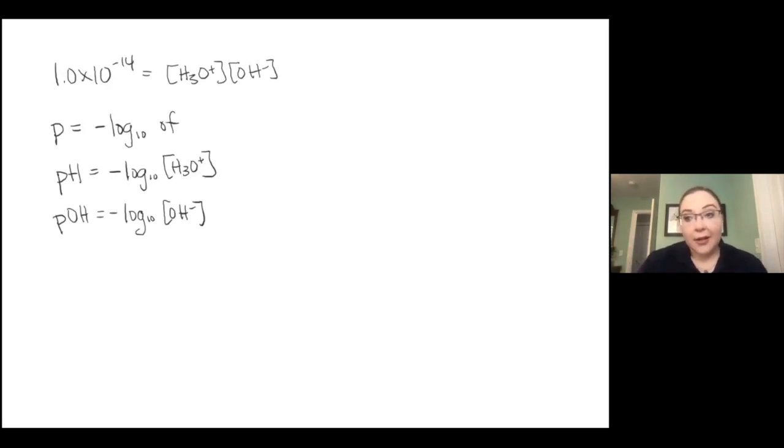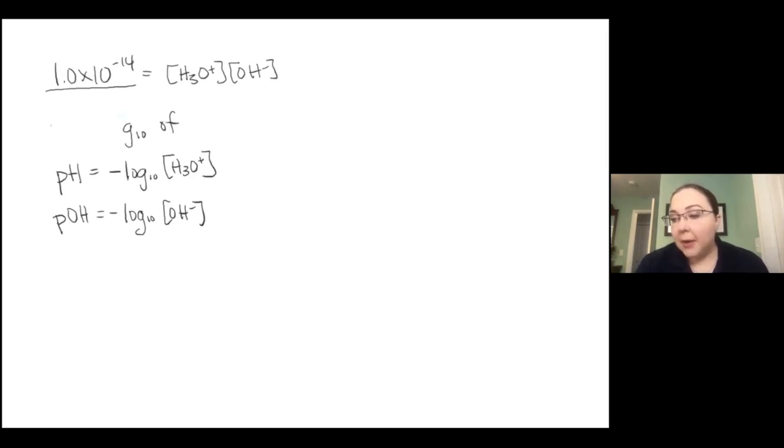And a log base 10 is just the exponent, essentially, of that number in base 10, like we have up here where we have 1 times 10 to the minus 14. The log of that would be minus 14. The negative log is 14. So this just translates those numbers into something a little bit easier to work with.